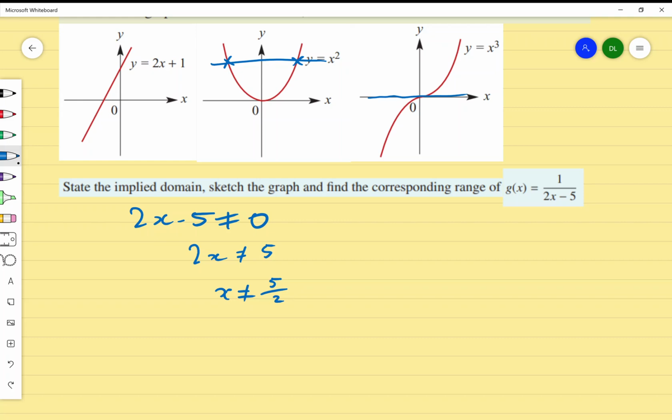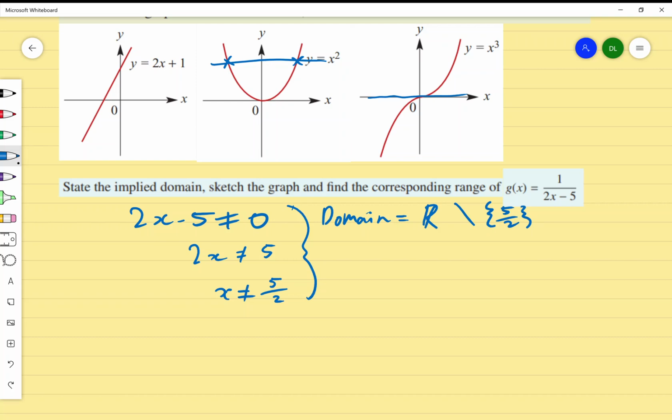If I sub in x equals 5 over 2 into this equation right there, I would end up with 1 over 0. And therefore my function doesn't have meaning, and I want to make sure it does. So I can say that my implied domain equals all real values of x, and sometimes you will see it written like this: all real values of x, set difference or excluding the set of 5 over 2. So that'll give us all real numbers except 5 over 2.